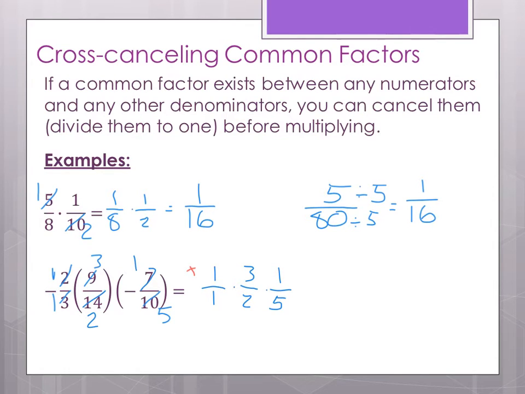This is nice because now I'm working with much smaller numbers, and it prevents me from getting really large numerators or denominators. I multiply across the top. 1 times 3 is 3, times another 1 is still 3. Then multiply across the bottom. 1 times 2 is 2, times 5 will give me 10. I get 3/10 as my answer.